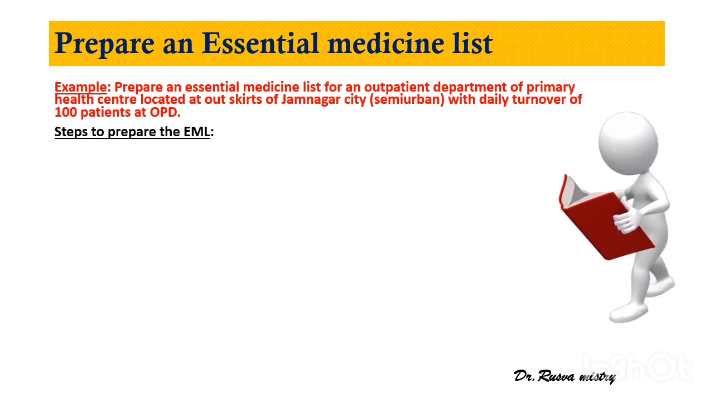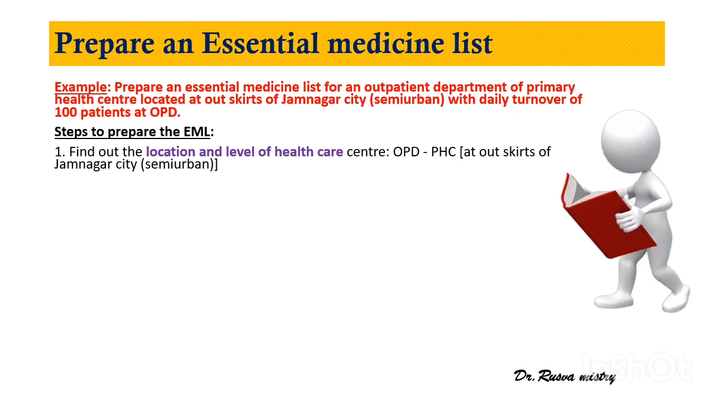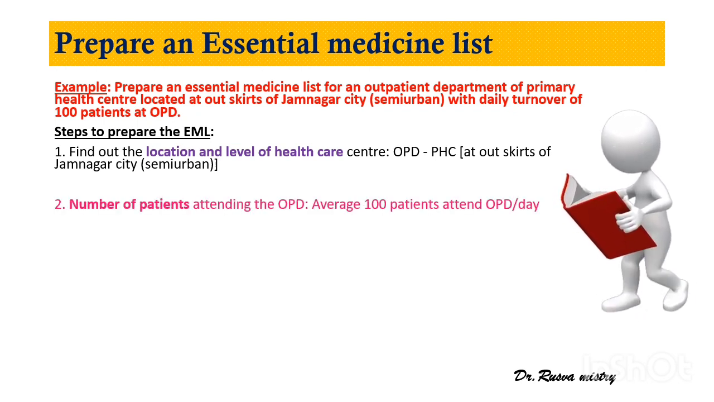Now, steps to prepare an essential medicine list. First, you find out the location and level of healthcare. Here it is OPD based and a primary healthcare center at the outskirts of Jamnagar city, a semi-urban area. Second thing you will have to do is note the number of patients attending OPD. Here it is mentioned, an average of 100 patients attend OPD per day.